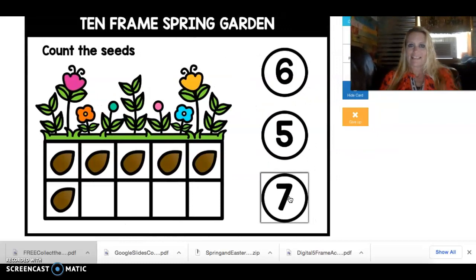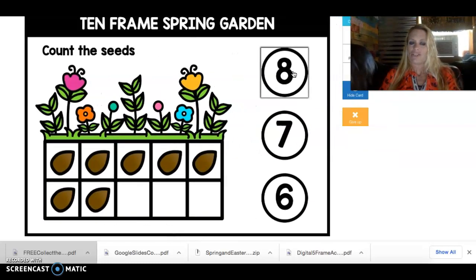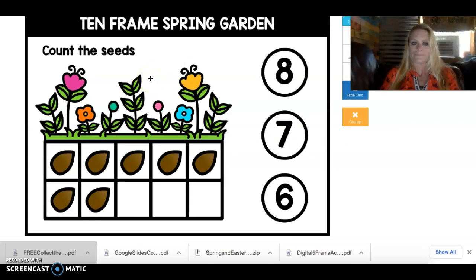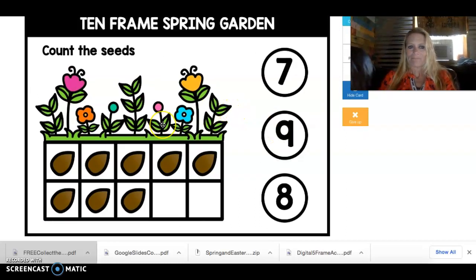How many do you see in the 10 frame? Good. A 6. Where's our 6? Right there. How many do you see in the 10 frame? A 5 and a 2. 5 and a 2 is 7. 1, 2, 3, 4, 5, 6, 7. There it is.